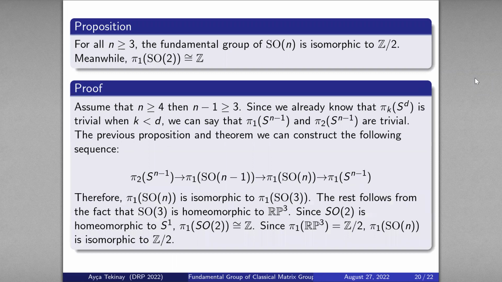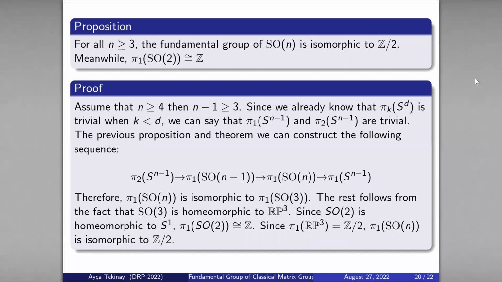So if we come to the fundamental group of SO(n), for all n equal or greater than 3, pi 1 of SO(n) is isomorphic to Z over 2. Meanwhile, pi 1 of SO(2) is Z. Firstly, we can assume n is equal or greater than 4, then n minus 1 is equal or greater than 3. Since we already know that pi sub k of Sd is trivial when k is less than d, we can say that pi 1 of S^(n-1), pi 2 of S^n, and pi 2 of S^(n-1) are trivial since n minus 1 is greater than both of them.